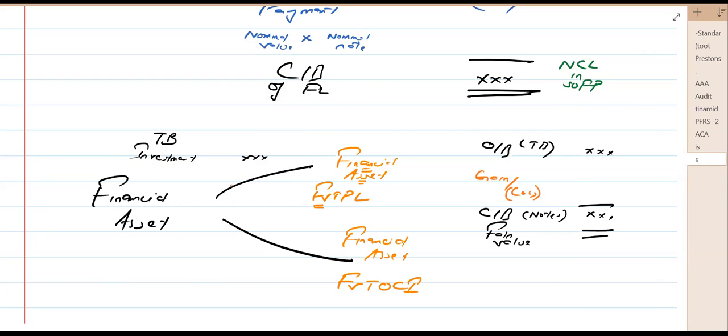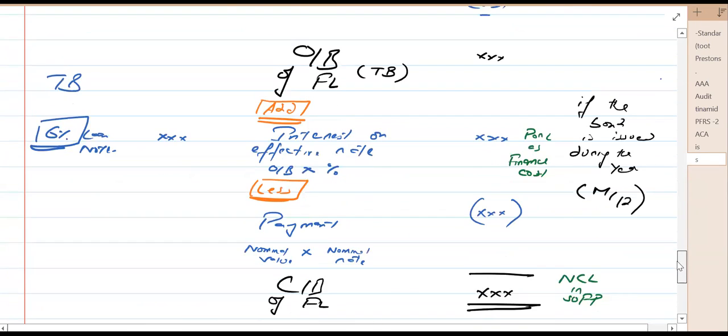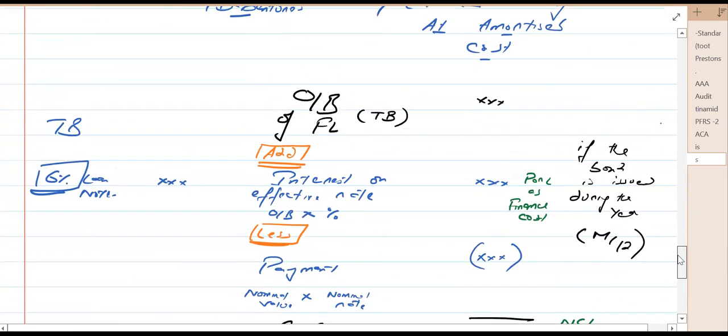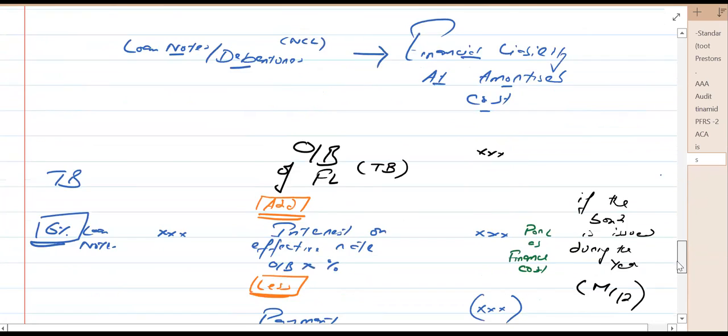Now, if it is the financial asset through profit or loss, then the gain or loss goes to the profit or loss. If it is the financial asset at fair value through the other comprehensive income, then the gain or loss goes to the other comprehensive income. So these are the two adjustments that you usually get from the financial instrument.